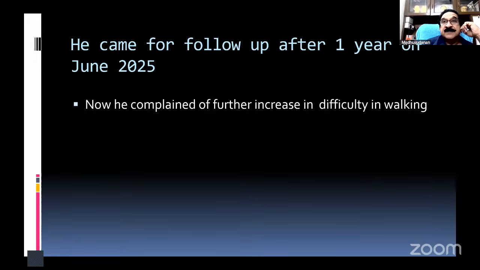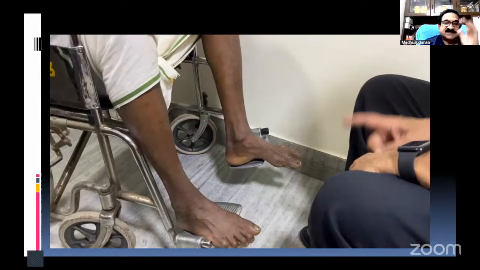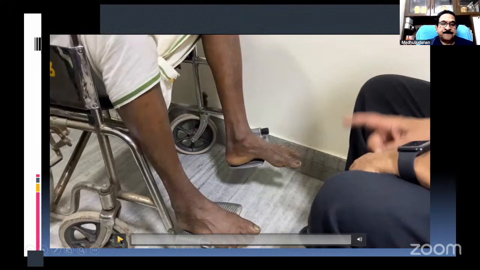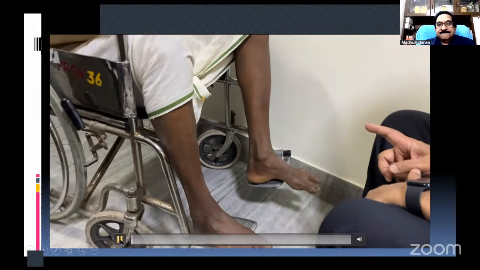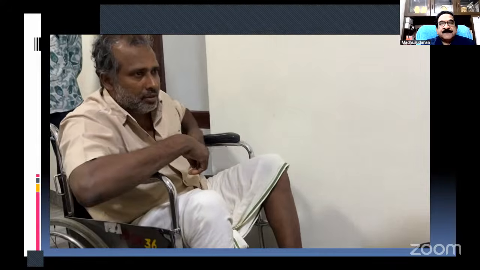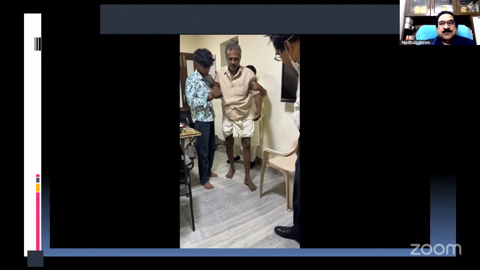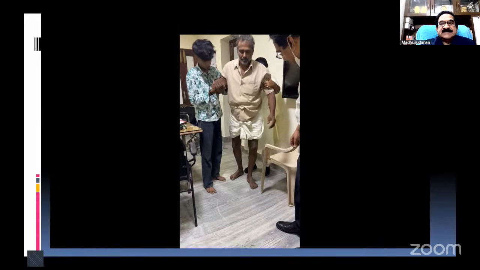Now he complained of further increase in walking difficulty. And he's got tremor of both feet and severe starting trouble in walking. So this is the picture now. He developed tremor of both legs. And this is the way he walked. The freezing has increased.